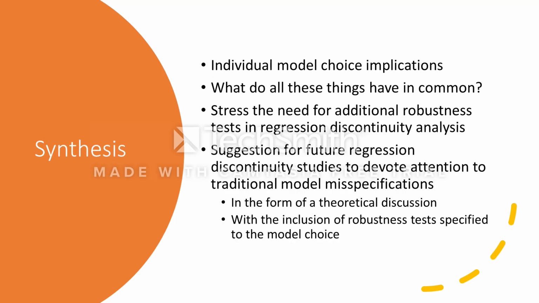So, bring everything together. What have we learned? Beyond the implications for individual model choices, the simulations stress the need for additional robustness tests in regression discontinuity analysis. Naturally, every study needs to consider the potentiality of each threat individually. The argument, however, is that the nature of social science research allows for the presence of each to some degree. Completely ignoring them would be nonsensical.